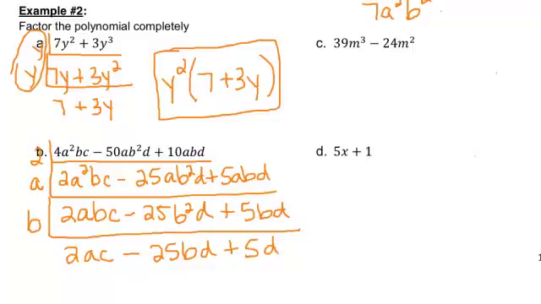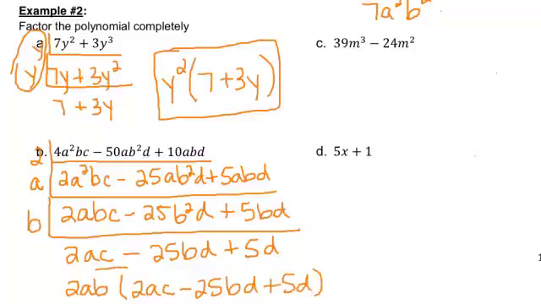Now I notice they don't have anything else in common, so this is going to be my final answer. So I have 2ab, because that's everything that I divided out. I'm left with 2ac minus 25bd plus 5d. So that's my final factored answer. Again, I can check it by distributing. Should end up with the same thing that we started with.